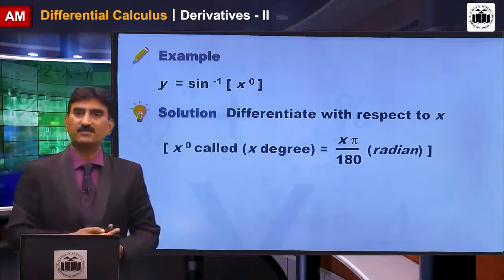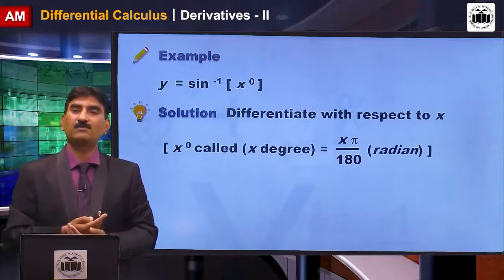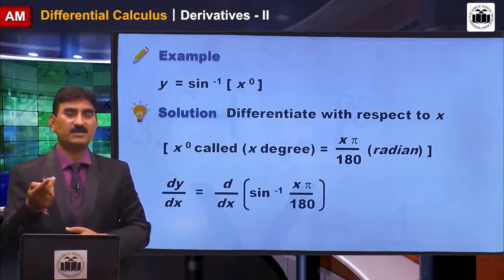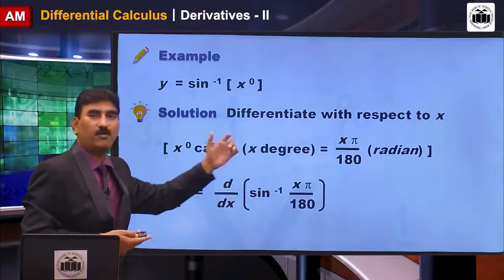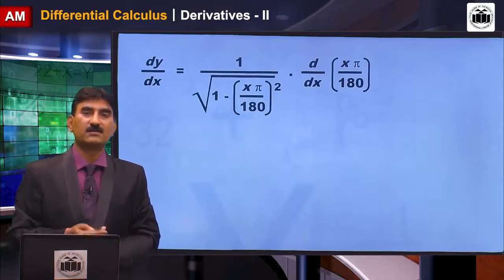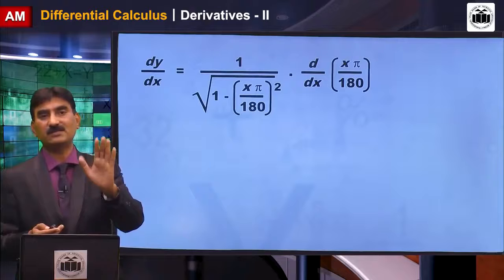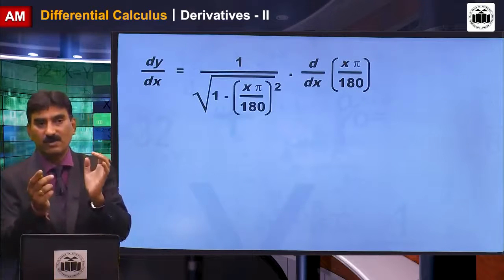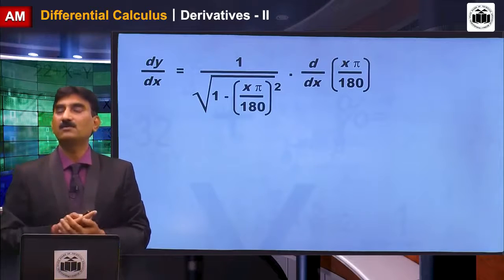So see here, x degree is equal to x pi upon 180 radian. So how we write it? Sine inverse of x degree in terms of radian, d by dx of sine inverse of x pi upon 180. Now how do you differentiate? What is the derivative of sine inverse x? The derivative of sine inverse x is 1 upon root of 1 minus x square. But instead of x, what is here? Instead of x, it is x pi upon 180.